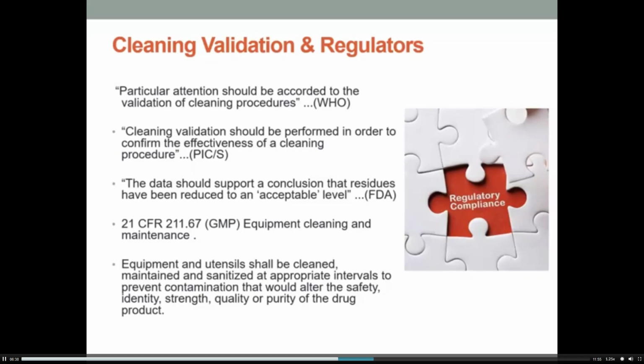And that's from the FDA. The 21 CFR 211.67 GMPs require equipment cleaning and maintenance. And equipment and utensils shall be cleaned, maintained and sanitized at appropriate intervals to prevent contamination that would alter the safety, identity, strength, quality or purity of the drug product.